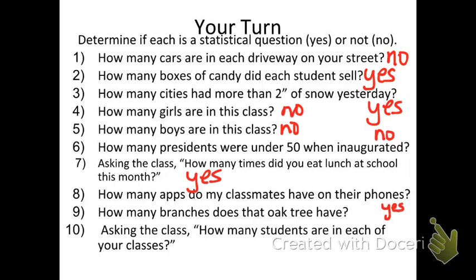How many branches does that oak tree have? How many trees? One tree. How many branches? Does it have one set number of branches? Yes. Now, it might be hard to count them, but still it's a yes. I'm sorry, it's a no. Sorry about that. You answered yes, and I was giving you that. But it has only one tree, and it has a set number of branches. So it's no. And then asking the class, how many students are in each of your classes? More than one person? Yes. More than one answer? Yes.